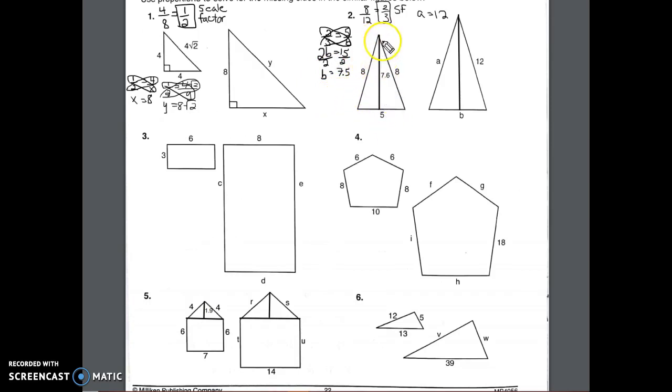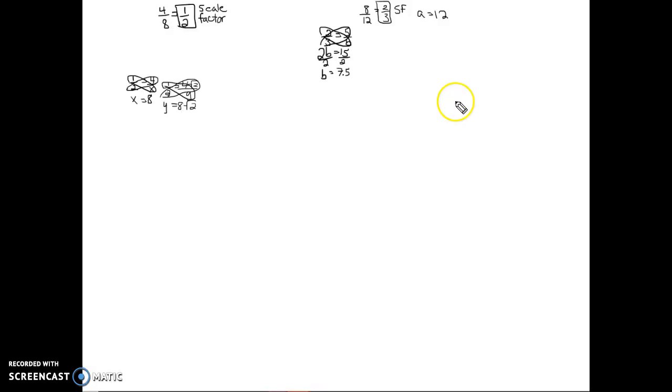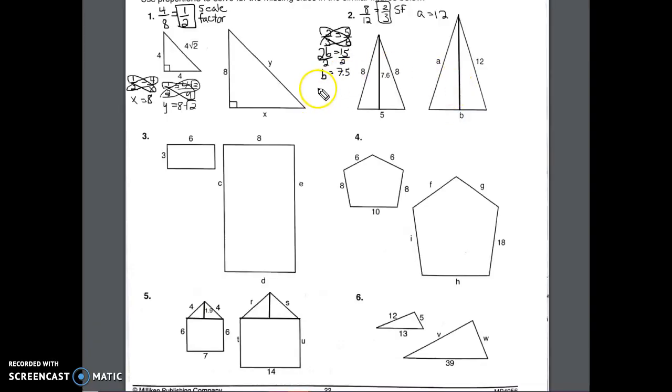Now the other part I need to find is the height. I have my 7.6 here, but I also need to find the height in my other triangle, and I need to set up another proportion. So 2 over 3 using my scale factor is going to equal 7.6 over, and I'm going to use h for height. And just like before, I'm going to cross multiply, so I'm going to have 2h equals 7.6 times 3 is 22.8. I'm going to divide by 2, and my h equals 11.4.